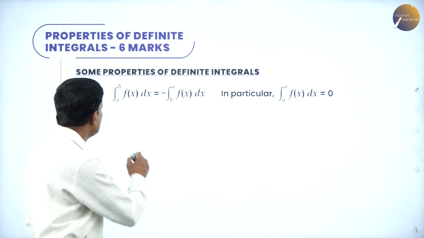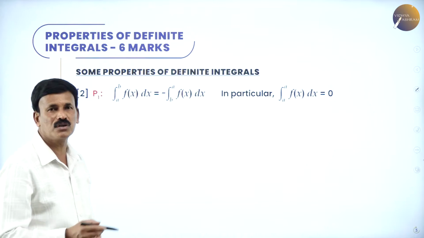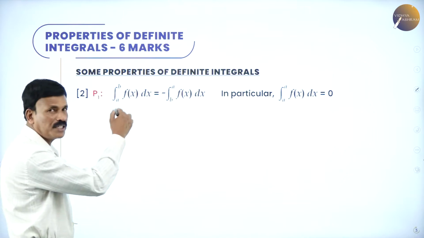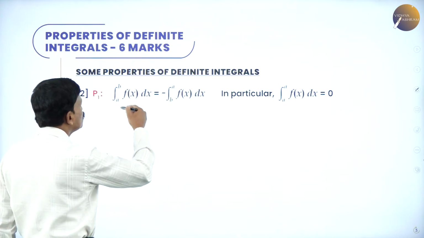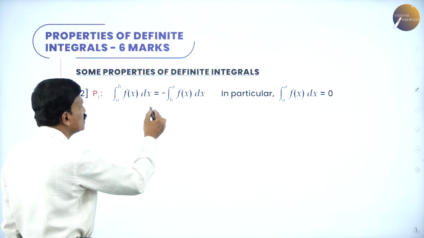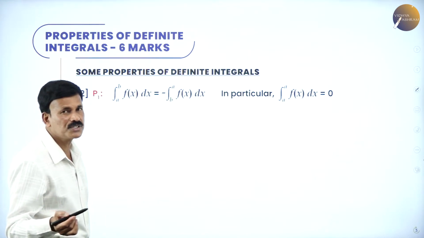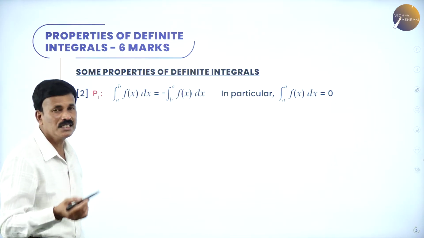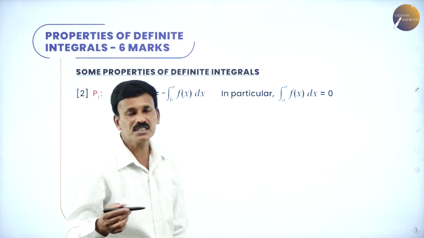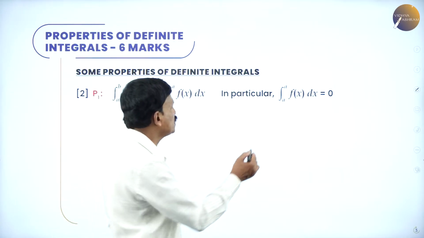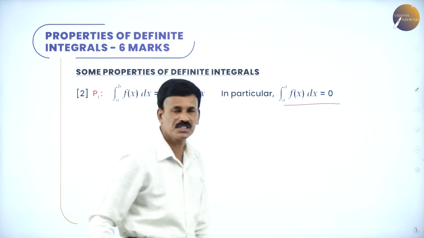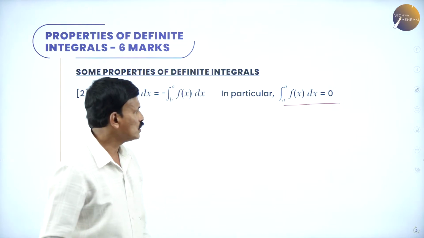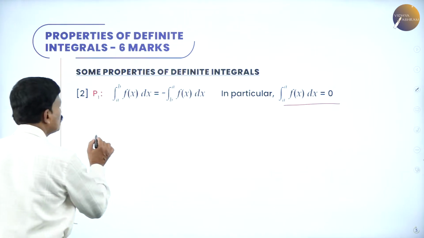That's it. Integral a to b f of x dx is also equal to minus integral b to a f of x dx. Just changing the lower limit to the upper limit and the upper limit to the lower limit, the integral takes the negative sign. In the particular case, if the lower limit and upper limit are the same, integral a to a f of x dx is always equal to 0. Upper limit minus lower limit is equal to 0. Now let us prove this. Now come to the proof.